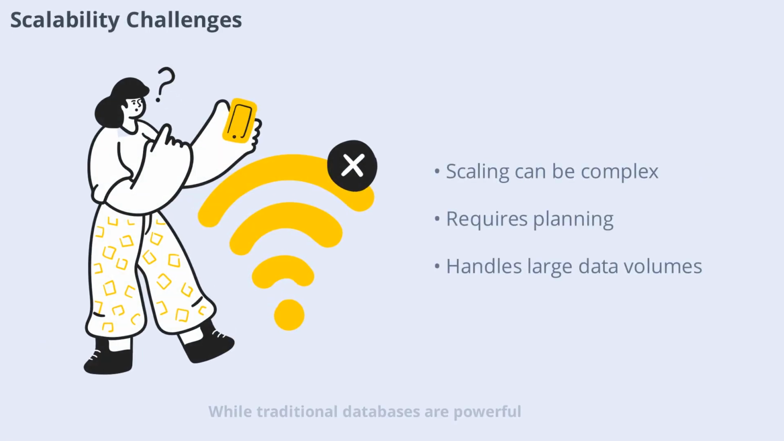While traditional databases are powerful, they can face challenges when scaling to handle very large amounts of data or high numbers of users. Scaling up often requires more powerful hardware or complex configurations. Some databases can be distributed across multiple servers, but this adds complexity. As organizations grow, they must carefully plan how to scale their databases to meet increasing demands. Let's see how traditional databases compare to newer approaches.